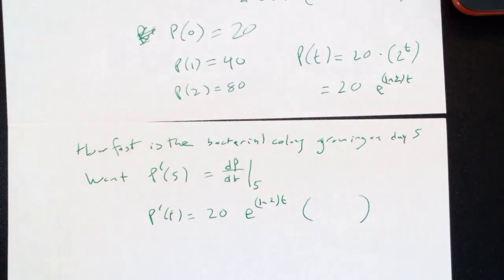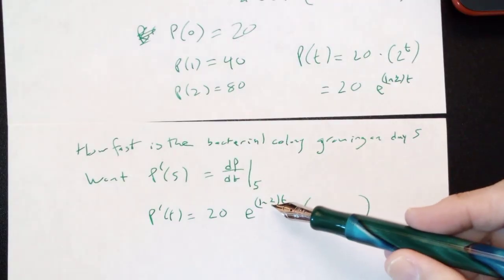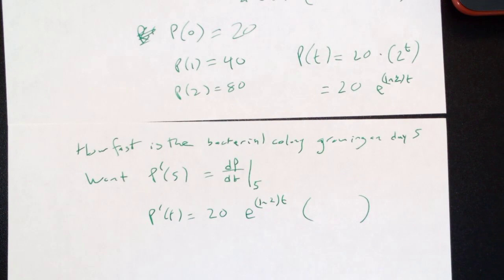What goes in my chain rule parentheses there? The derivative of the stuff. The stuff is number t. The derivative of 3t is 3. The derivative of 7t is 7. The derivative of ln2 t is ln2.